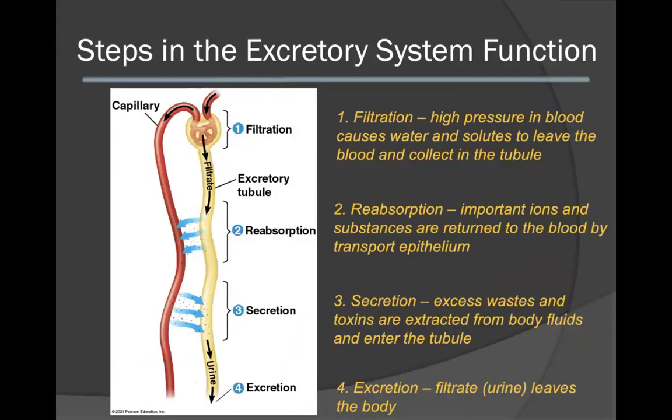We're now going to take a look at the basic steps involved in the functioning of the excretory system. There are four main processes that occur: filtration, reabsorption, secretion, and excretion. Many of the excretory systems involve a tubular network that is held in close association with the capillary. Filtration involves high pressure in the blood, which causes water and solutes to leave the blood and are thus collected within the tubule. Reabsorption refers to the fact that important ions and other substances need to be returned to the blood. This is typically carried out by the transport epithelium.